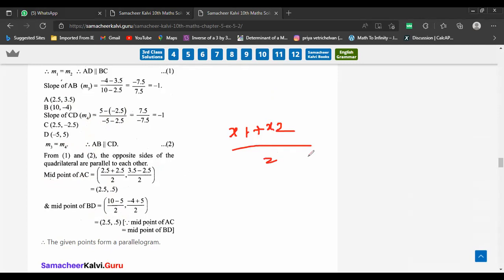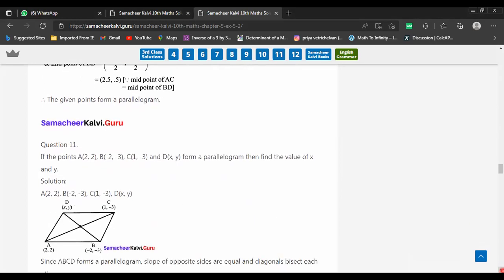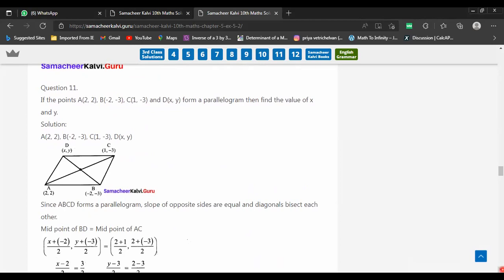It's x1 plus x2 by 2 comma y1 plus y2 by 2. So the point A is going to be x1 y1 and point C is going to be x2 y2. Just substitute in the formula. Apply the same tricks for the BD as well. You're getting the same answer. So from that we can say the given points form a parallelogram.